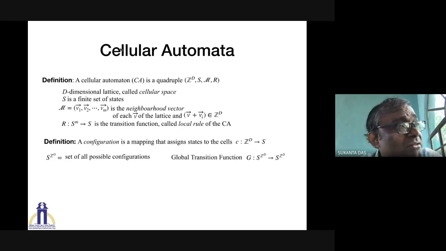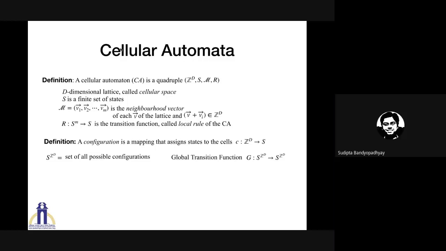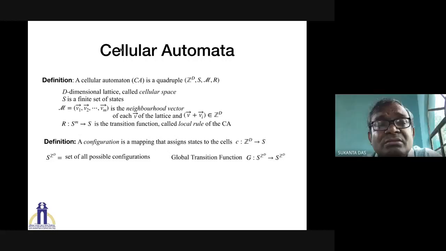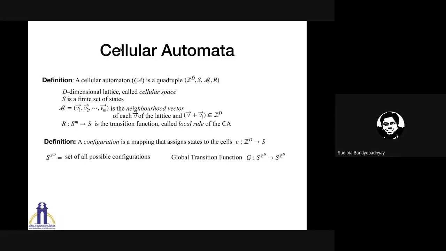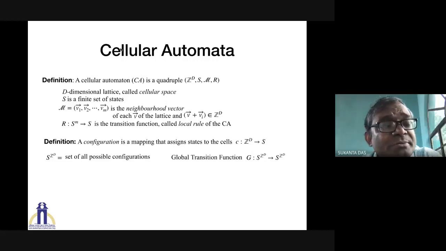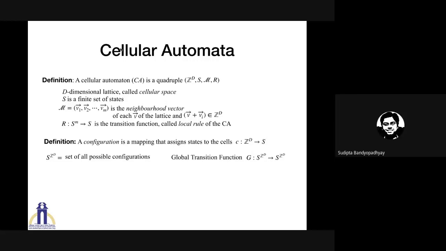Sir, can I ask a question? Okay. So here we are showing that R is S to the power m to S. So m is the number of neighbors, right? So when we are transforming, we are also considering the cell itself, right? So should it not be S to the power m plus 1 to S?